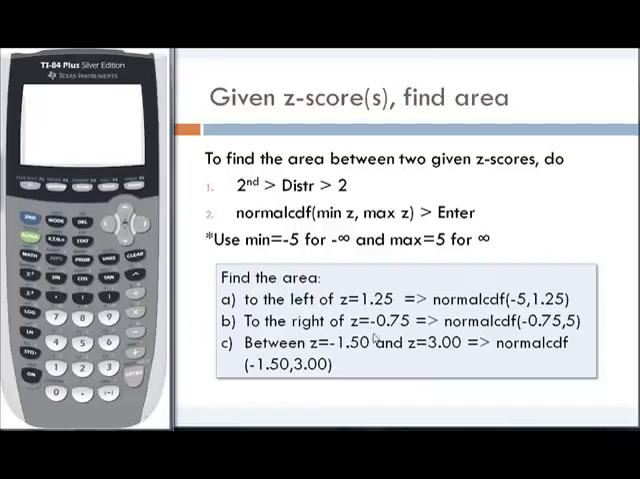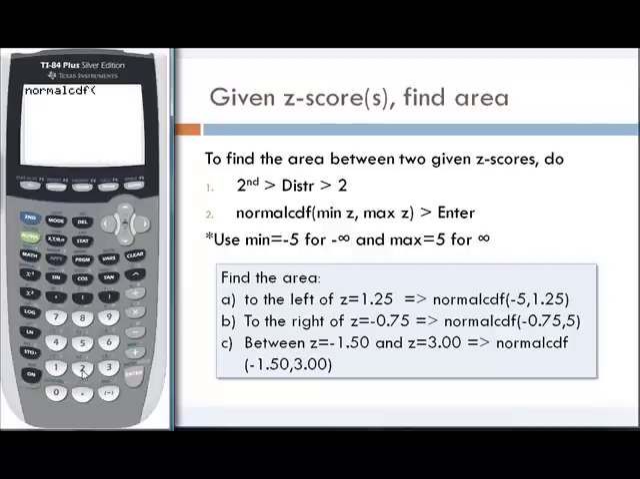So let's take a look at our calculator. The function that we'll be using is second distr. The second key is this blue key, and then distr is right above the VARS key, so we can press it. And then first of all, to convert from z-scores into area, we will need to use the normal CDF function, so that's option 2. And then we'll always want to enter our minimum z-score first, and then a comma, and then our maximum z-score. And then we'll close the parenthesis and press enter.